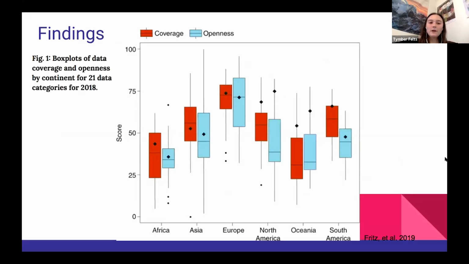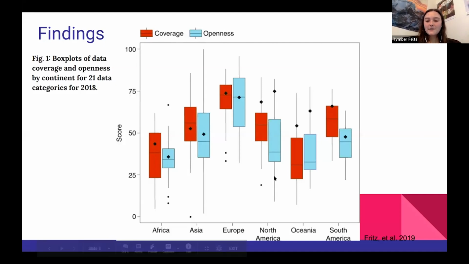But now I want to talk more about my findings. This graph is showing the gaps between Sustainable Development Goal data coverage and data openness. Data coverage refers to data availability in the last 10 years for each continent that you can see on the graph. And data openness refers to data accessibility. For example, is the data able to be read in a machine readable format, and so on. So it makes it easier to be accessed.